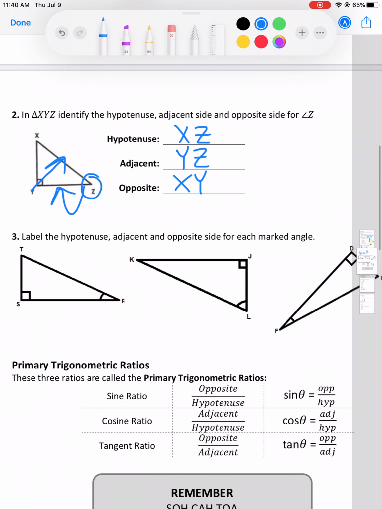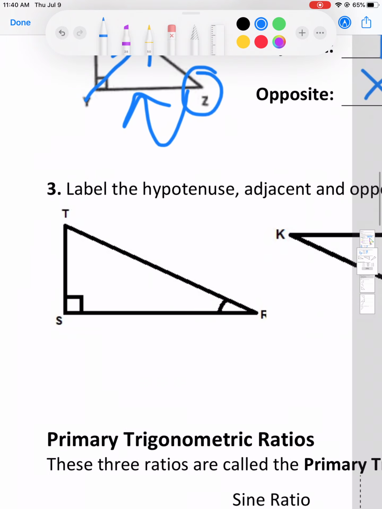So label the hypotenuse, the adjacent, the opposite side for each marked angle. One thing I do recommend is you guys just pause the video and then label it to make sure that you're on the right track. And if you are, fantastic. And if you're not, again, that's when you need to reach out. Okay? So angle of interest is right here.